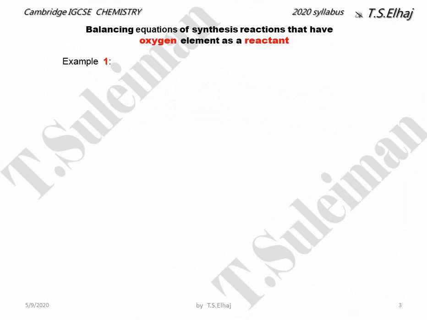The first example is balancing equations that contain oxygen as a reactant, such as lithium plus oxygen gives Li2O. This equation is not balanced. If we count the number of atoms of each element on both sides, we will see that it is not balanced. One lithium atom on the left side, two lithium atoms on the right side, not equal. Two oxygen atoms on the left side, while we have one oxygen atom on the right side.